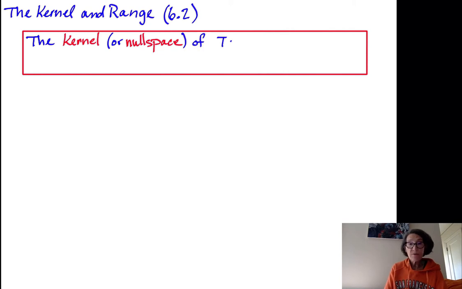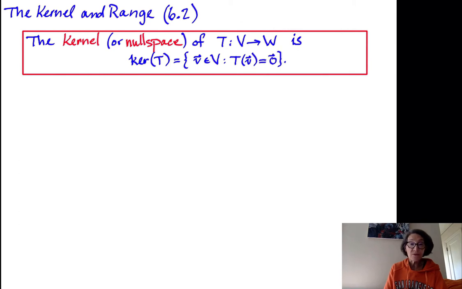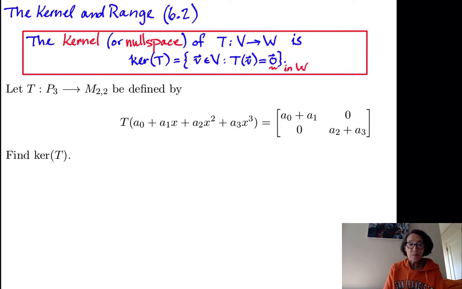So suppose we have a linear transformation T from V to W. The kernel of T is defined to be the set of all vectors in V such that T of v is equal to the zero vector, and that's the zero vector in W. All right, let's look at a quick example.